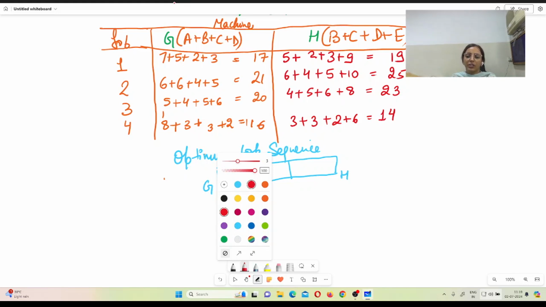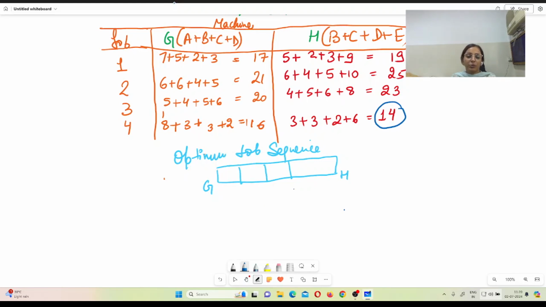Now the lowest value is definitely this value only, that is 14. So circle this value as 14, and which machine is it? It is machine H. So job 4 will be your last sequence value. Write it on the H part. Now deleting this job as it is done, we will cancel this value.